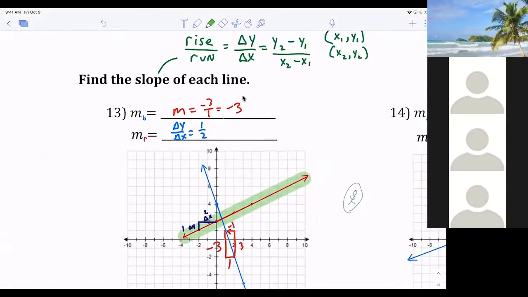The change in y. Up and down is the change in y. Left and right is the change in x.